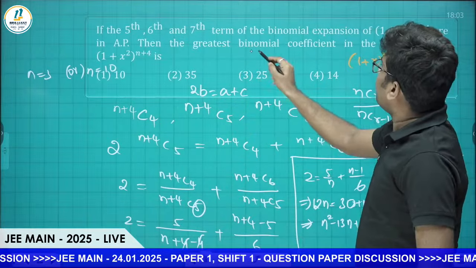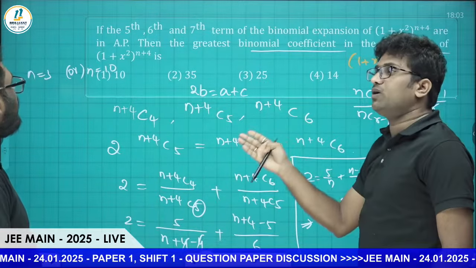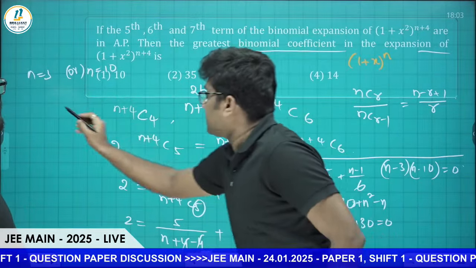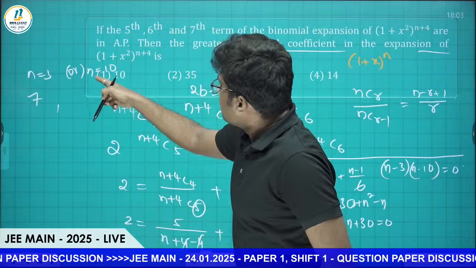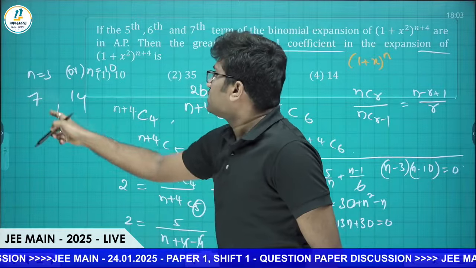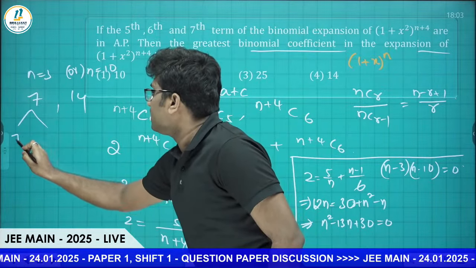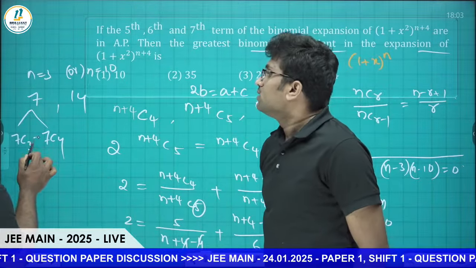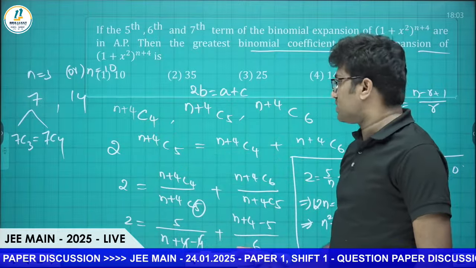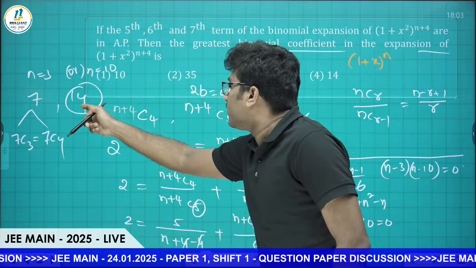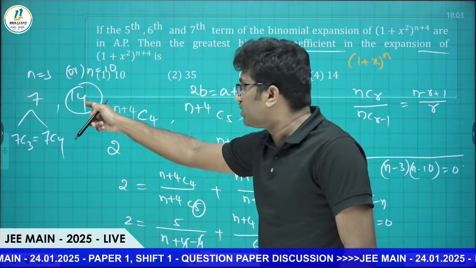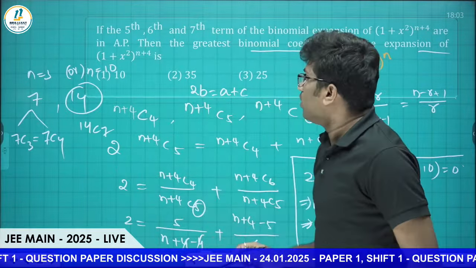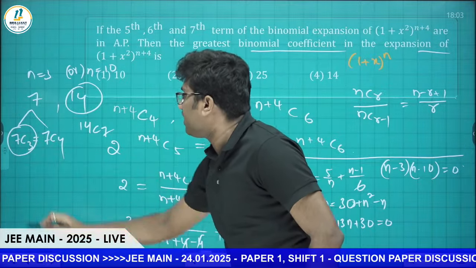Now they are asking for the greatest binomial coefficient in the expansion, which is nothing but the coefficient of the middle term. If n is 3, n plus 4 will be 7, so the middle term coefficient will be 7C3 or 7C4, but both are the same. Whereas if n is 10, n plus 4 is 14, and we will be having 15 terms. In that case the middle term is 14C7.